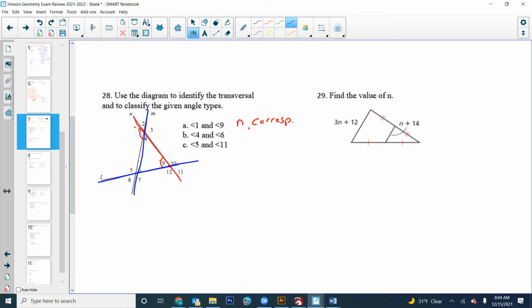All right, 29, if you need to remind yourself, this is called the triangle mid-segment theorem. We just learned this in section 6.3. There were two things you needed to know about a mid-segment. They are parallel, and the mid-segment is half the length of the side it's parallel to. Or it takes an n plus 14 and another n plus 14 to equal 3n plus 12. It takes two of those. Not one of them. It takes two of them.